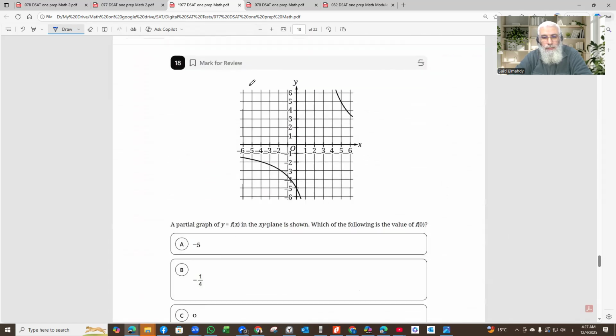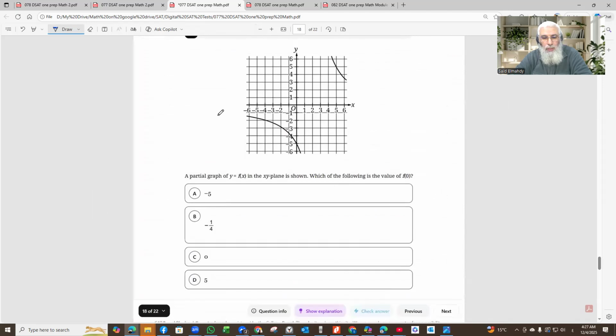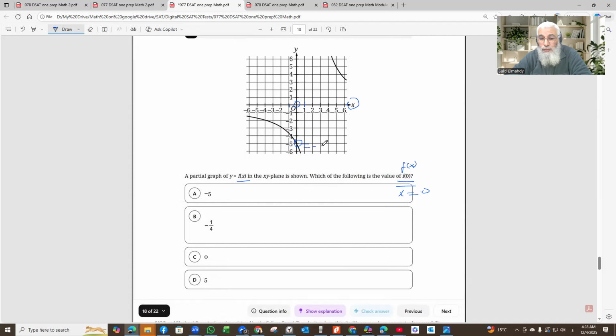Question number 18. A partial graph of y equals f of x in the xy plane is shown. Which of the following is the value of f of 0? F of 0 is where x is equal to 0. This is the x-axis, x is equal to 1, x is equal to negative 1. So x is equal to 0, f of 0 is negative 5. So the answer is negative 5.